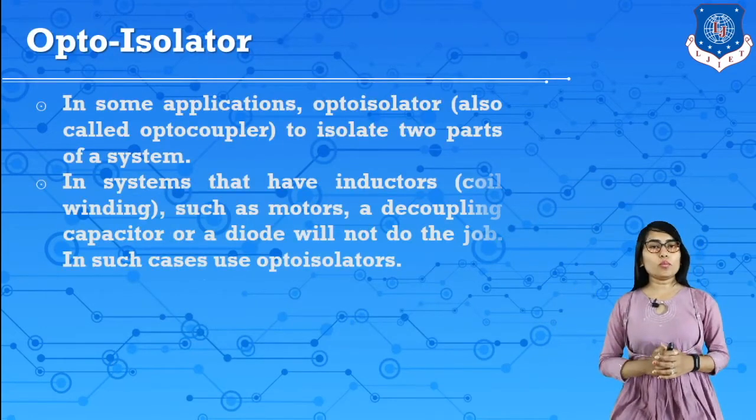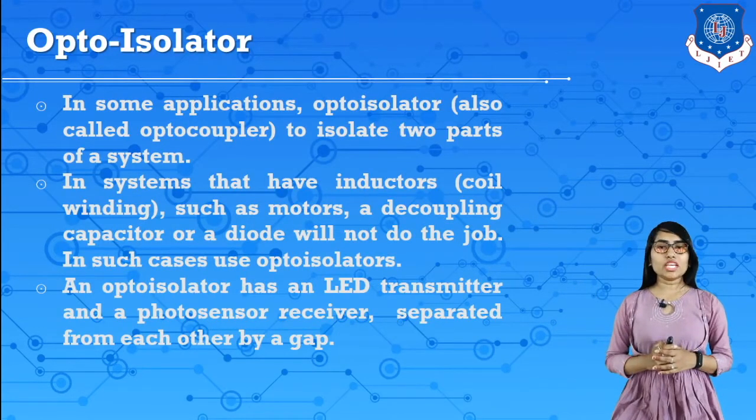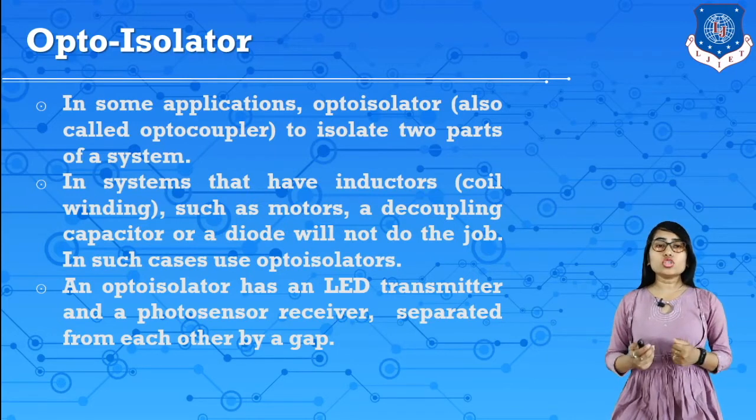Next we have an opto isolator. In some applications, an opto isolator, also known as an optocoupler, basically isolates two parts of a system. In a system that has an inductor, that means a coil such as a motor, a decoupling capacitor or a diode will not do the job.